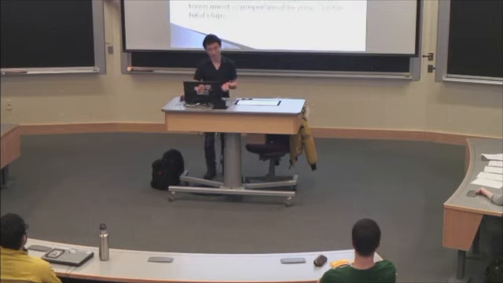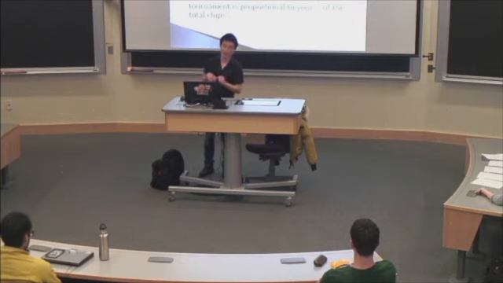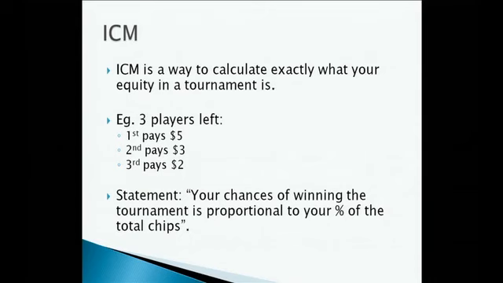So what is the exact formula for ICM? I'm going to demonstrate how to calculate the value of chips in a tournament with an example. ICM is essentially a formula to calculate how much your stack is worth in a tournament. Let's suppose there are 3 players left and the payouts are 5, 3, 2. This is a common structure in sit and goes, which are 10-player tournaments. The statement is that your chance of winning the tournament is proportional to your percent of the total chips.